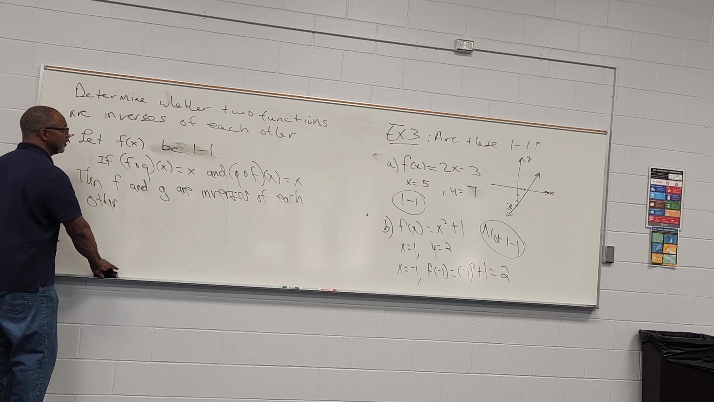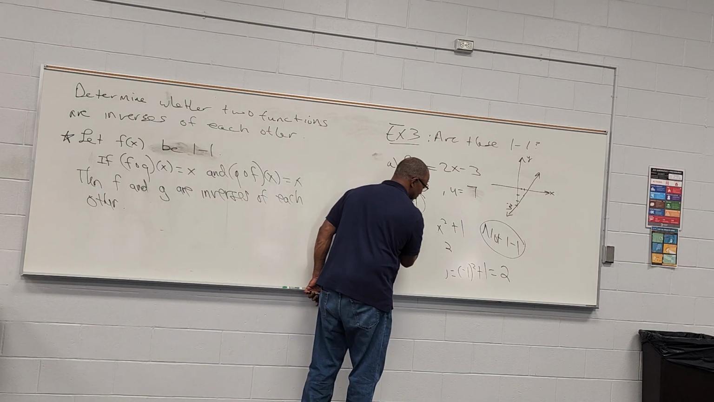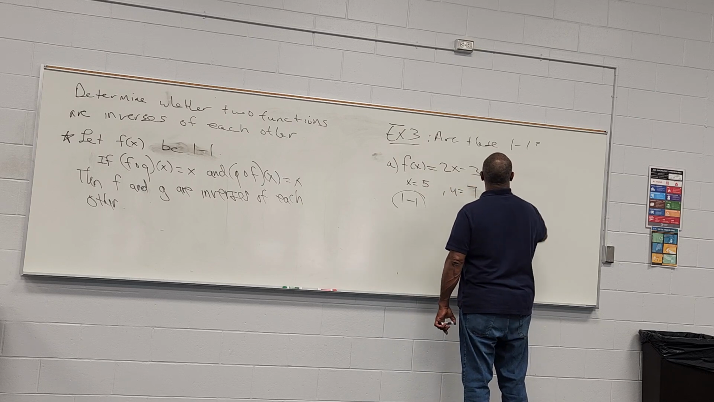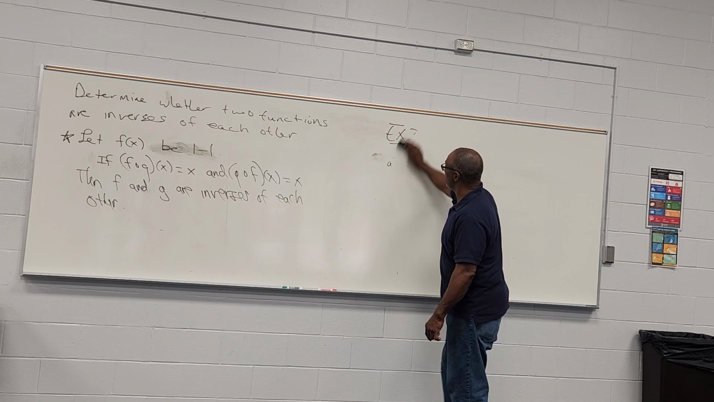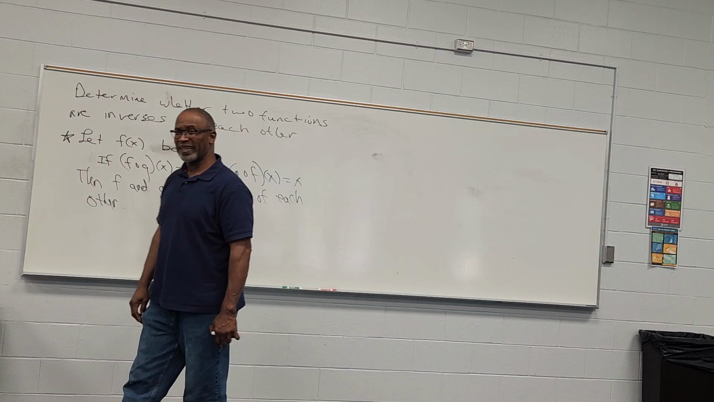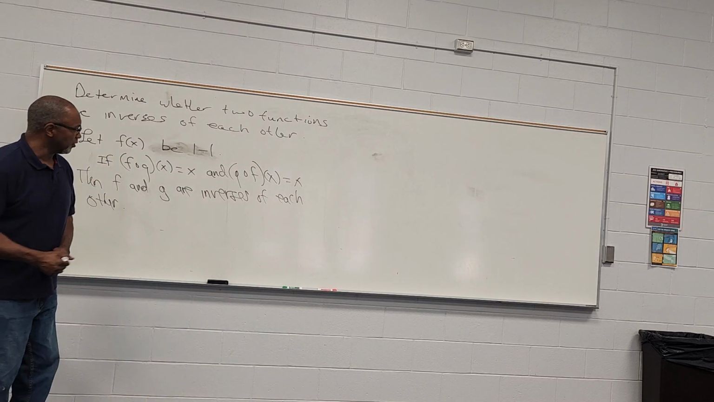Okay? So I'm starting out with 1 to 1 functions. F and g are 1 to 1. They both have to be 1 to 1. If f composed with g, composition of functions, hopefully you remember that, we did that earlier in the semester. If both f composed with g of x equals x and g composed with f of x equals x, then the two functions are inverses of each other.